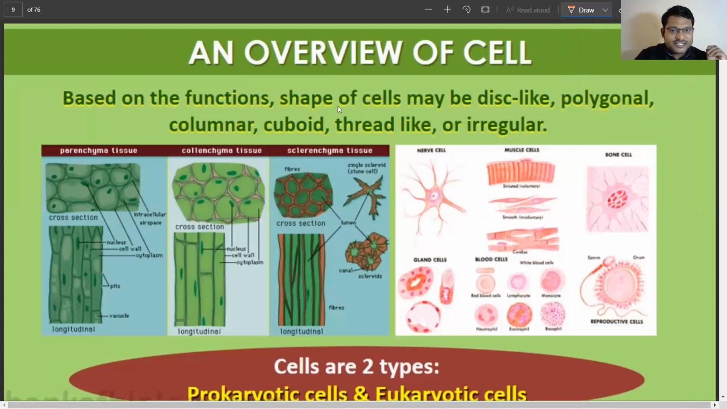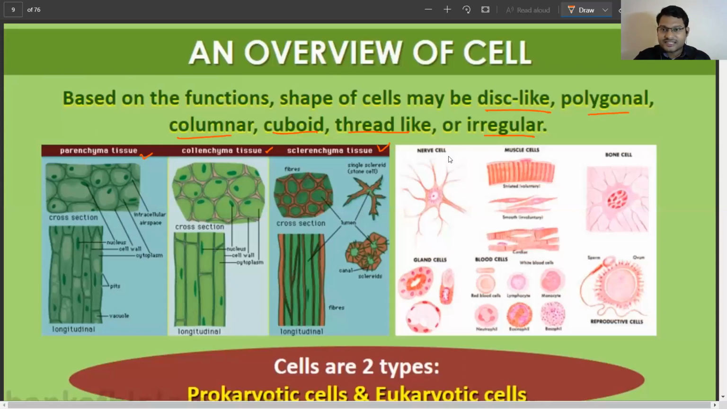Understood. Now, based on the function, the shape of the cells may be disc-like, polygonal, columnar, cuboid, thread-like, or irregular, both in case of plants and animals. We're not talking about only plants or only animals. Depending on the function, there is a specific role. So you have the parenchyma in one particular organization, collenchyma is there, sclerenchyma is there, and we're talking about only these three because these simple permanent tissues organize themselves in various combinations to give rise to the complex permanent tissue, that is going to be xylem and phloem. And the other type you all know is meristems. So these have a specific organization because of the roles that they're going to perform.